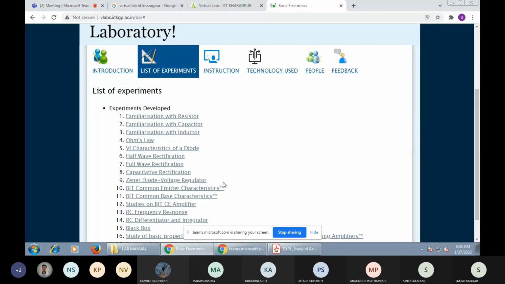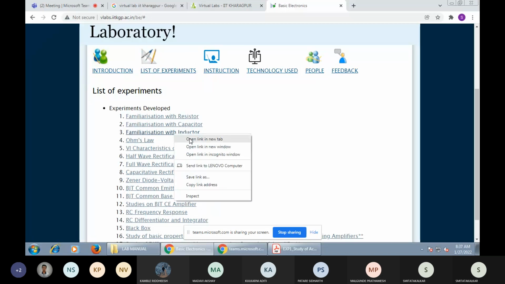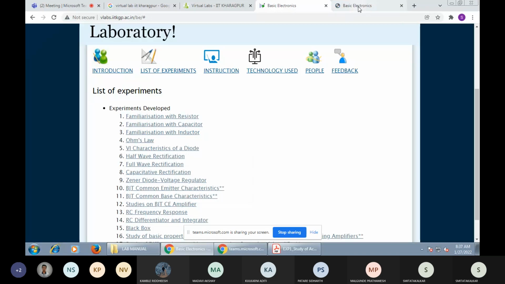You can see, in a previous session, familiarization with resistor and familiarization with capacitor. These two components were already done in the previous session. Today we will learn the familiarization with inductor. The experiment number 3, familiarization with inductor. You click on that.